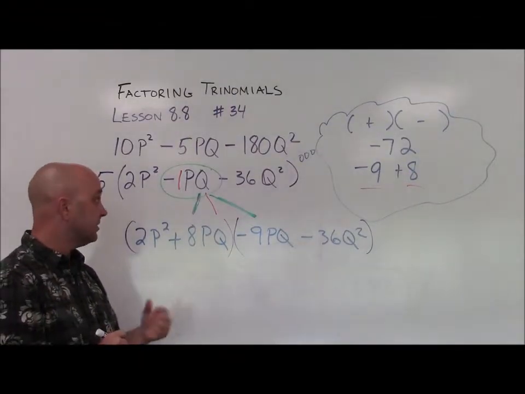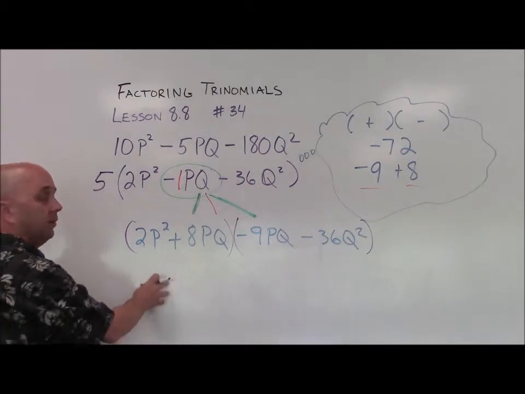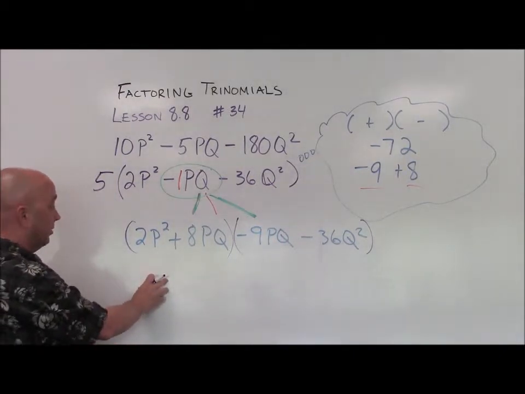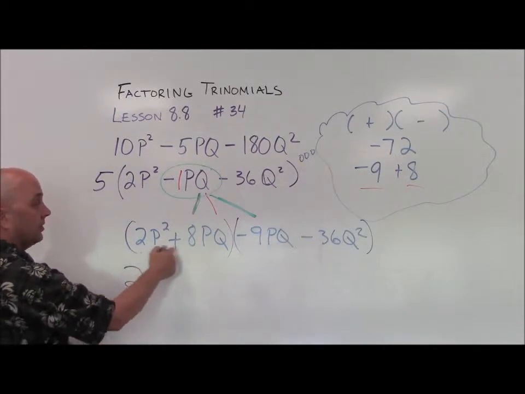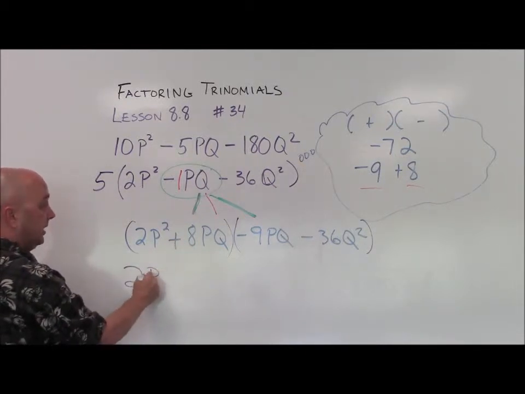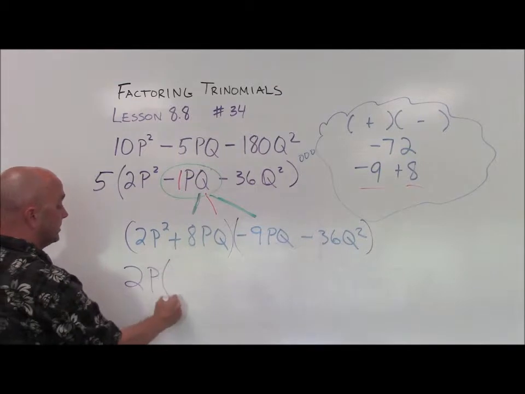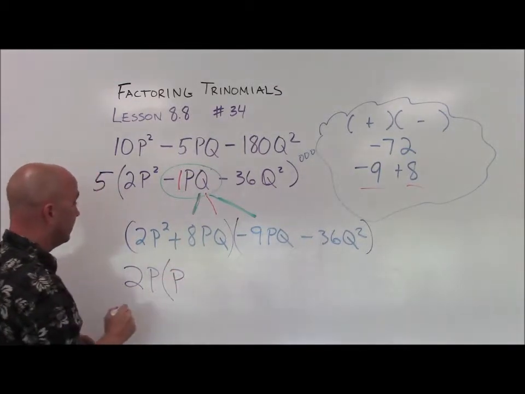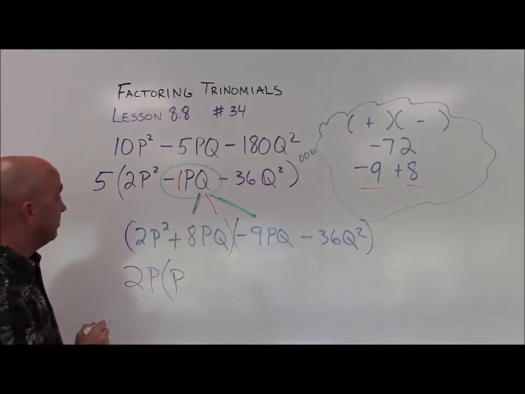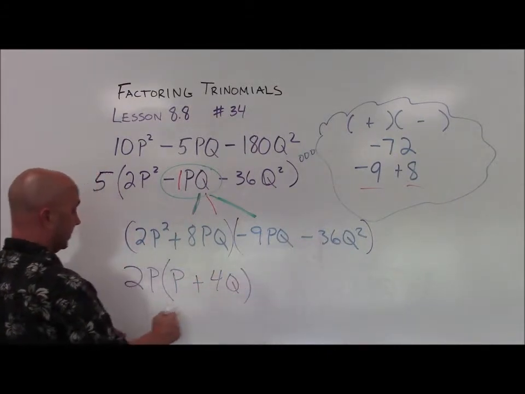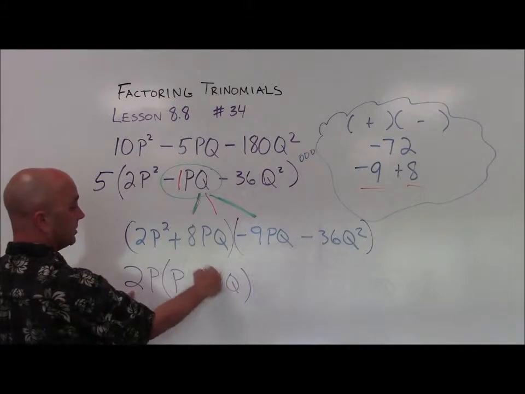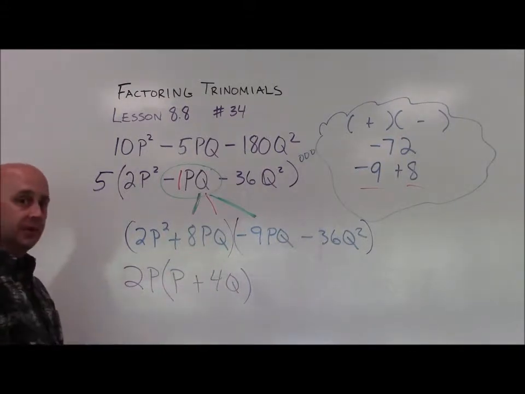So after I've grouped them together, what I want to do is pull out the greatest common factor of each of these binomials. So this one is going to be a 2. 2 goes into 2 and 8, and a p, because there's a p here and a p here. And so that gives me a p there. 2p times p gives me 2p squared plus 4q. Just check that out. 2p times 4q should give me 8pq's. Okay?